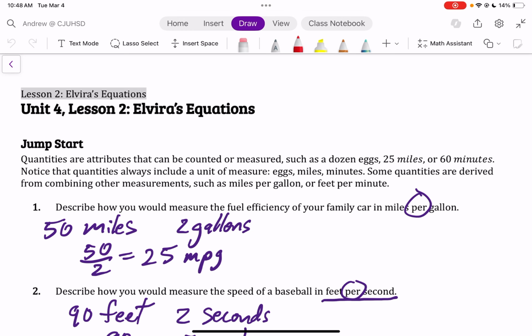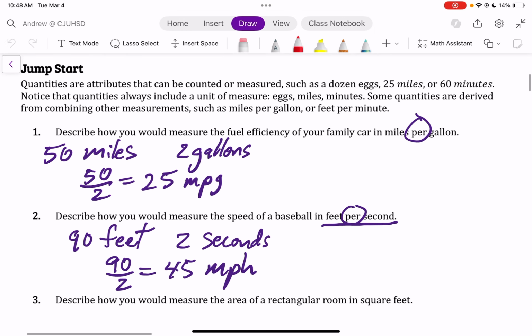So we started the lesson by just thinking about how units of measure relate to the equations that these quantities come from. As a quick example, you see here on number 1, miles per gallon. We know we have to have miles, we know we have to have gallons. We combine those together with division, and that gives us a clue about what the equation should be. 50 miles, 2 gallons, that's just an example.